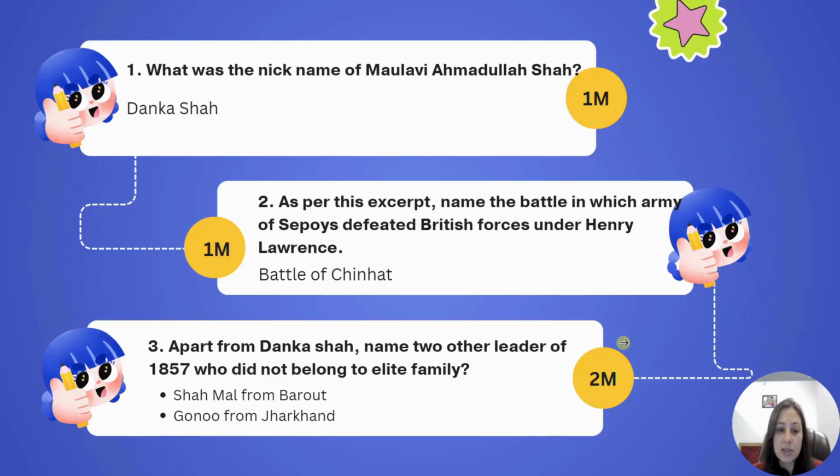As per this excerpt, name the battle in which army of sepoys defeated the British forces under Henry Lawrence. So that is Battle of Chinhat. Apart from Danka Shah, name two more leaders of 1857 who did not belong to elite family. So this is the indirect question.